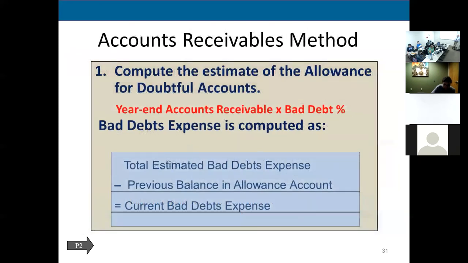All right, the accounts receivable method. Compute the estimated amount of the allowance for doubtful accounts. Okay, so the year-end accounts receivable multiplied by the bad debt percentage. And the bad debts expense is estimated by taking total estimated bad debts and subtracting the previous balance in the allowance account.